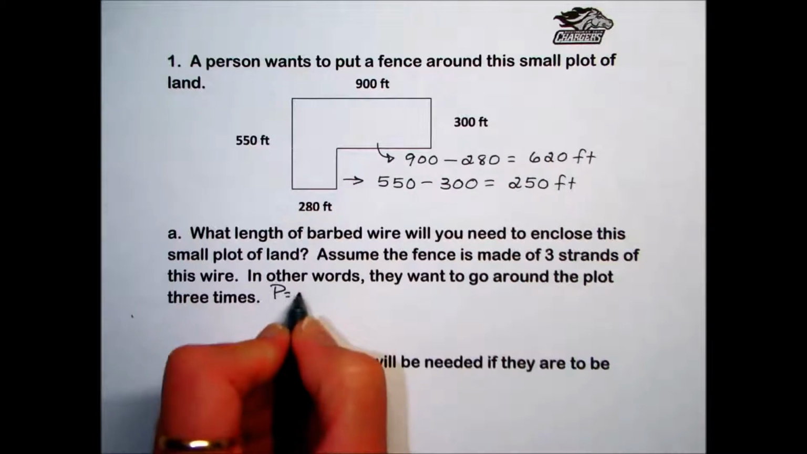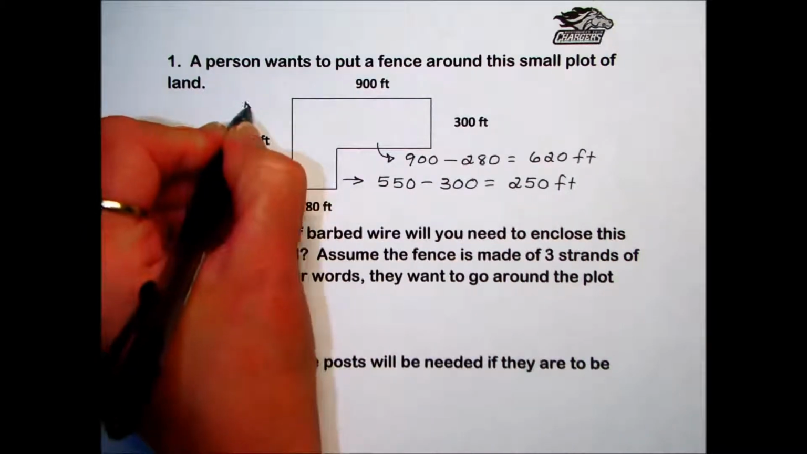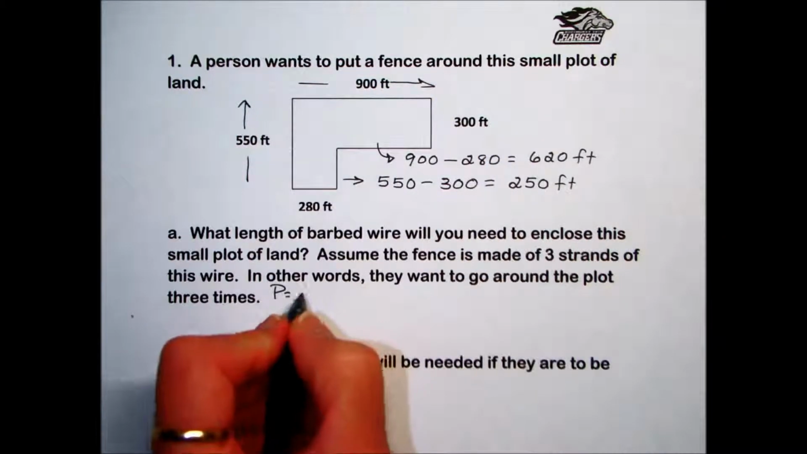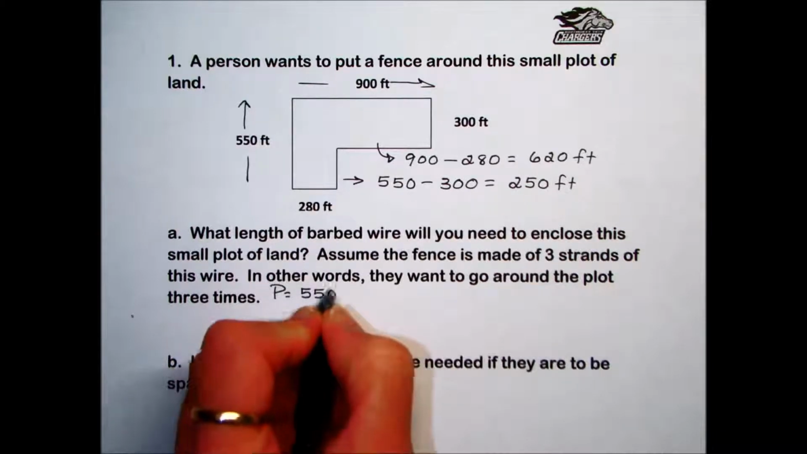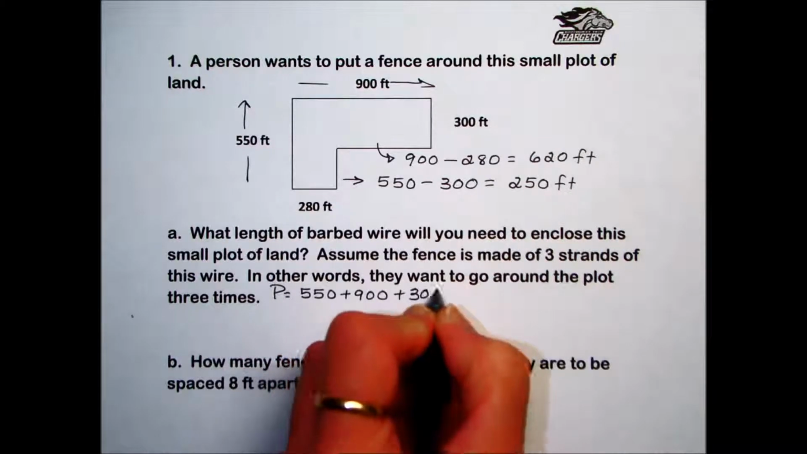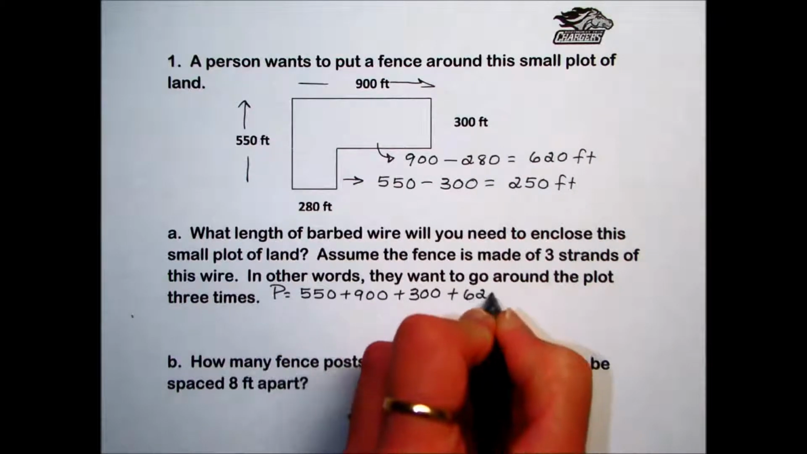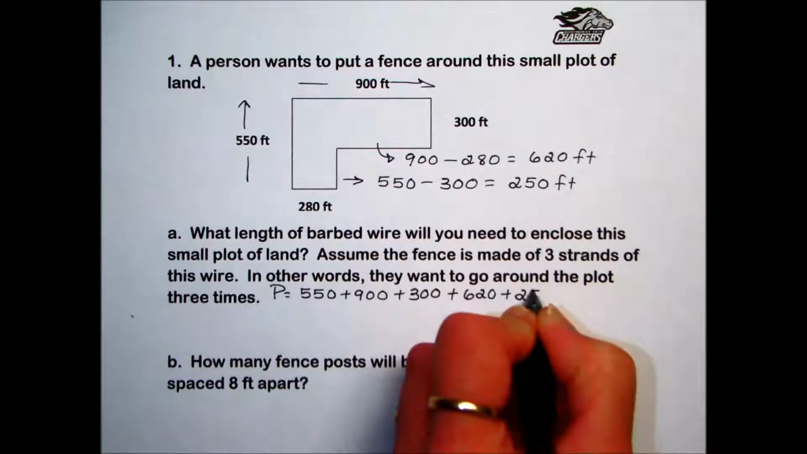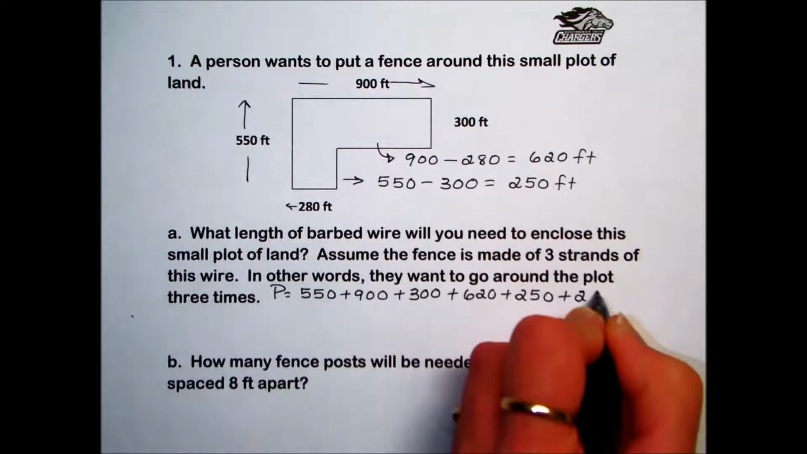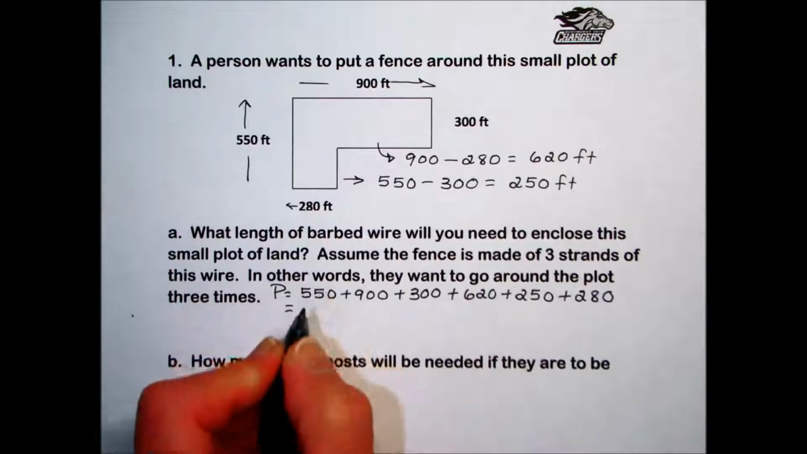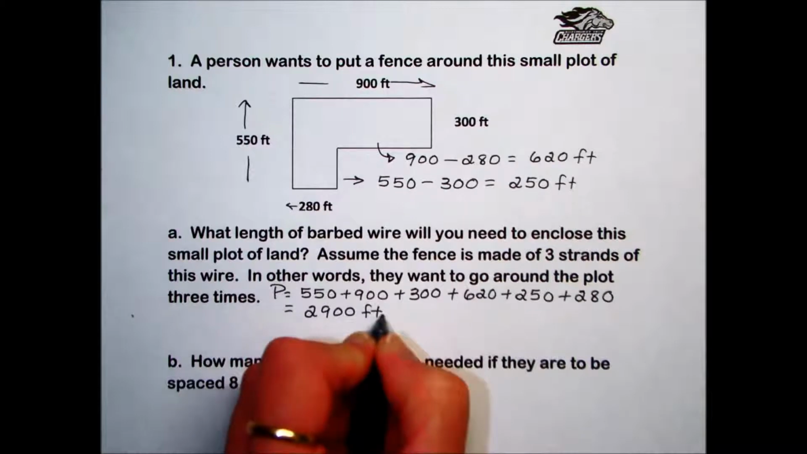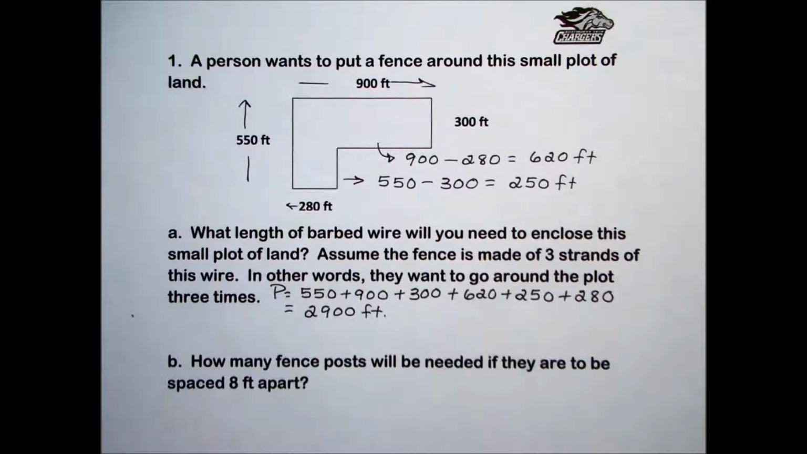So we can start anywhere, but we can start over here and continue around clockwise on this field to give us the perimeter. So we have 550 feet plus 900 plus 300. The dimension we found, 620, plus the second dimension that we found, 250, and last, to bring us back to where we started, we'll add 280 onto that. The result is 2,900 feet.